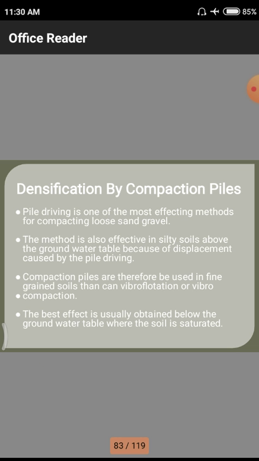First of all, pile driving is one of the most effective methods for compacting loose sand and gravel. Previously we discussed gravel soils, silty soils, clayey soils, and sandy soils. But for a structure on sandy gravels, compaction piles are used to densify the strata up to the required level. These piles are normally driven using mechanical equipment having bores and augers.